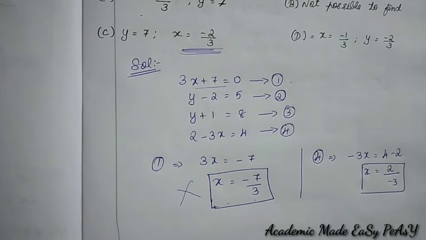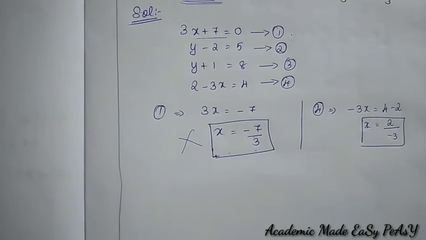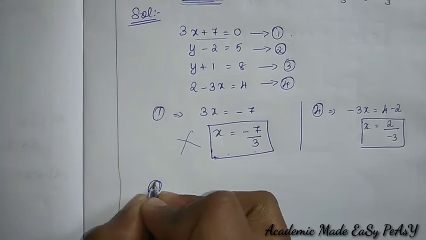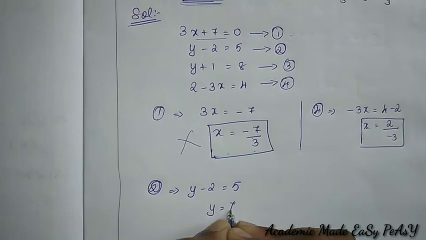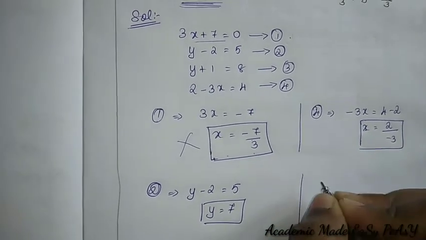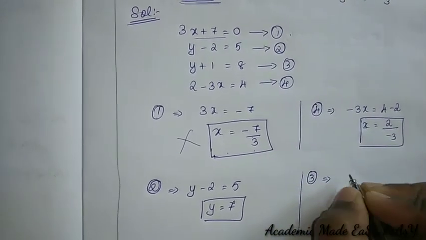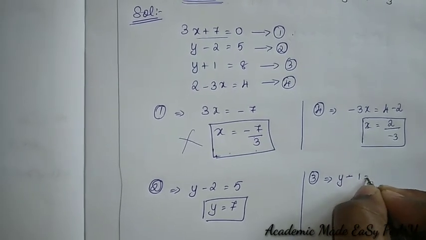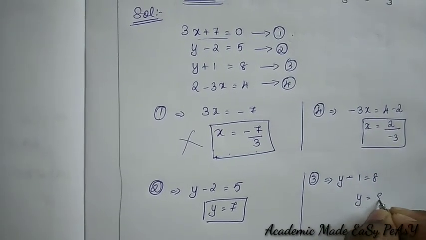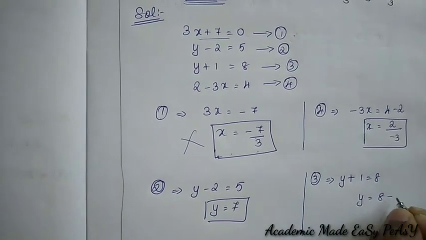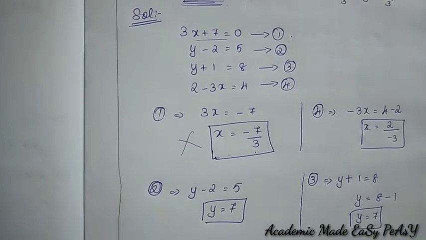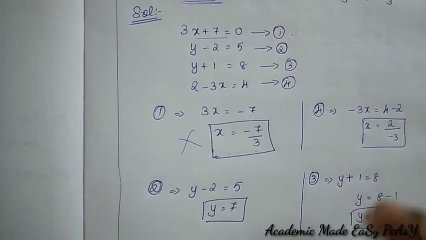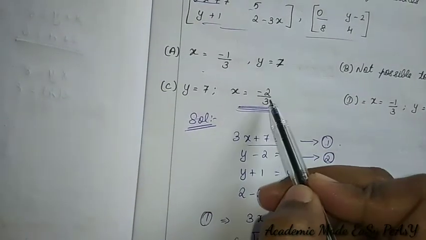Next I will move on to equations 2 and 3 to find my value of y. Equation 2 implies y minus 2 is equal to 5, so y is equal to 7. Equation 3 implies y plus 1 is equal to 8, so y is equal to 8 minus 1, which is 7. So y is the same in both cases. So here I have minus 2 by 3 and 7.